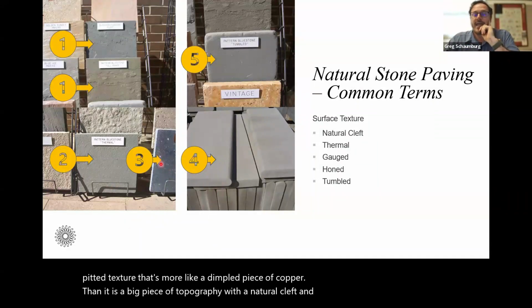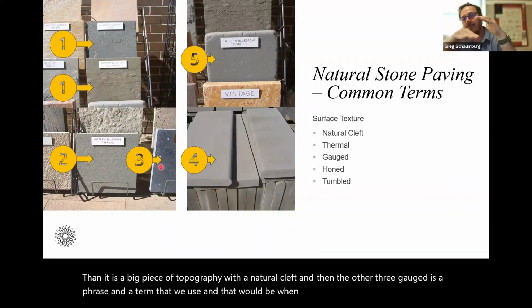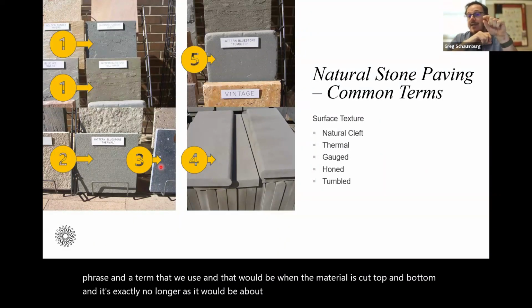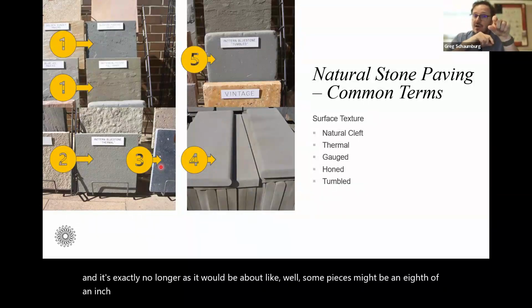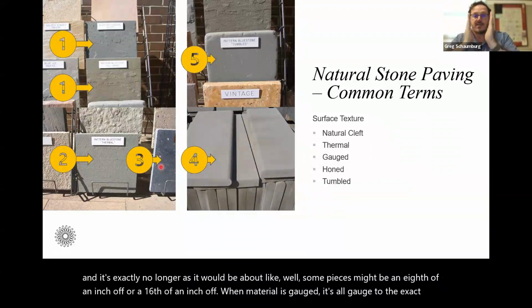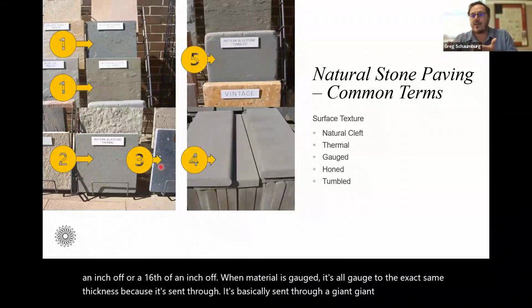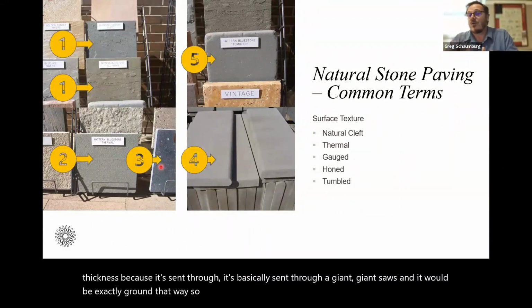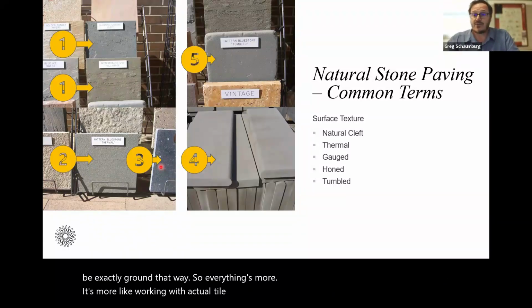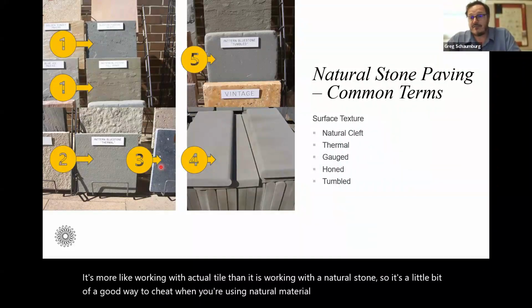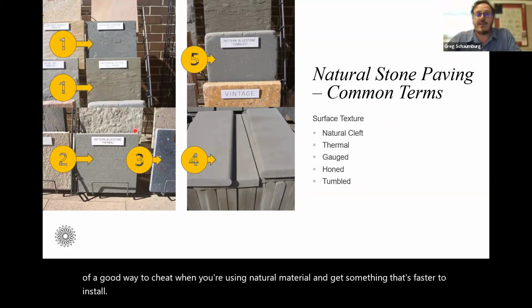And then the other 3. Gauged is a term that we use, and that would be when the material is cut top and bottom exactly, whereas otherwise some pieces might be 1/8 of an inch off or 1/16 of an inch off. When material is gauged, it's all gauged to the exact same thickness because it's sent through giant saws and ground exactly that way. So it's more like working with actual tile than working with a natural stone. It's a good way to cheat when you're using natural material and get something that's faster to install.